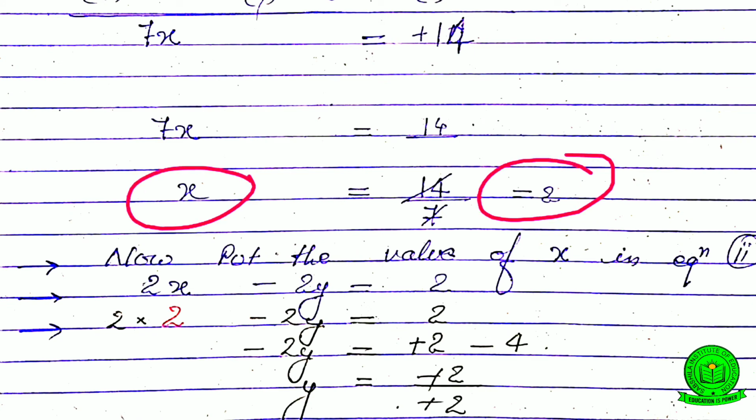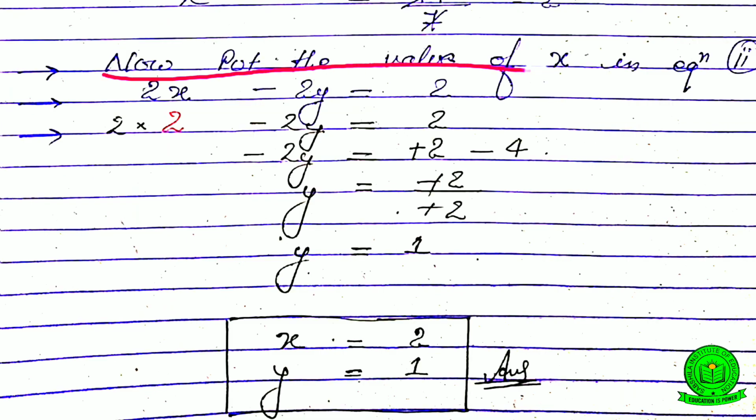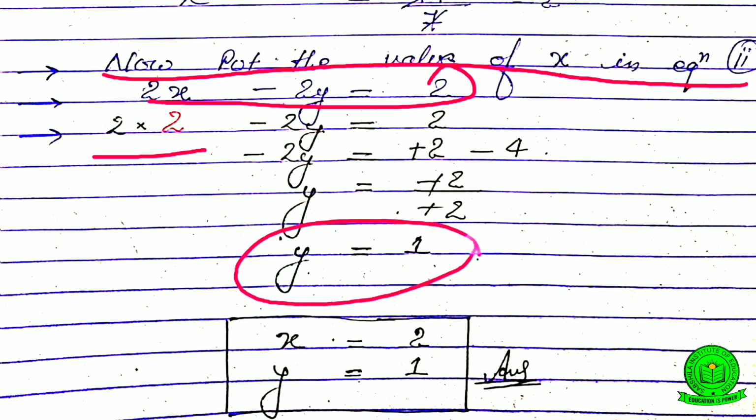Now put the value of x in equation number 2. What do we have in equation number 2? 2x minus 2y is equal to 2. So 2 into 2 minus 2y is equal to 2. Minus 2y is equal to 2 minus 4, which is minus 2. Divide minus 2 by minus 2, then you will get y is equal to 1. We already got x is equal to 2, and y is equal to 1 we have got right now.